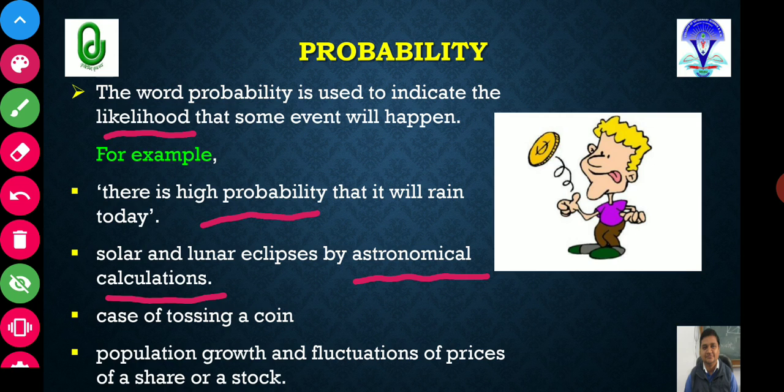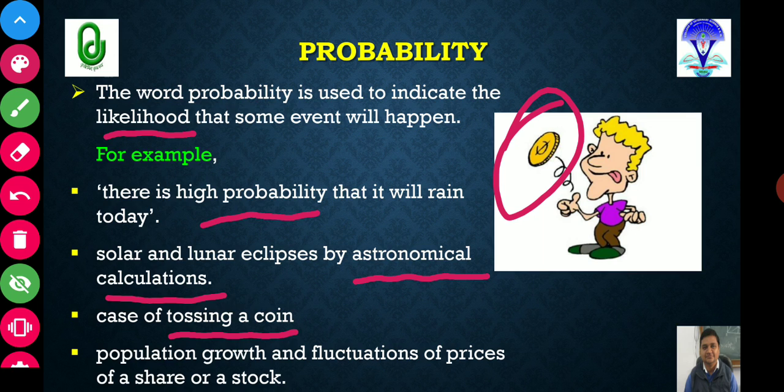Then the case of tossing a coin. This is a very common experiment that you can do, and you are aware of that. If you toss a coin, you will either get head or tail. What you will get depends on the probability. So what is the probability of getting head and what is the probability of getting tail?